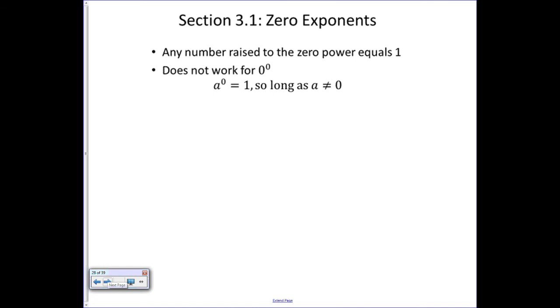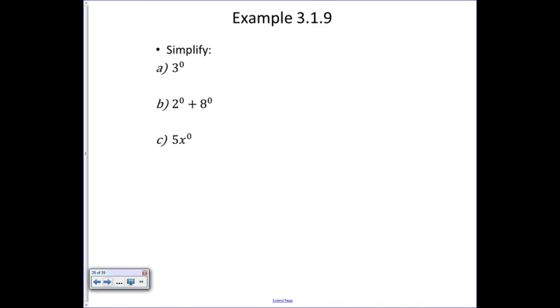So any number raised to the 0 power is always equal to 1, except for 0. You can't raise 0 to the 0 power. So a to the 0 is equal to 1 so long as a is not equal to 0. So let's simplify some of these.